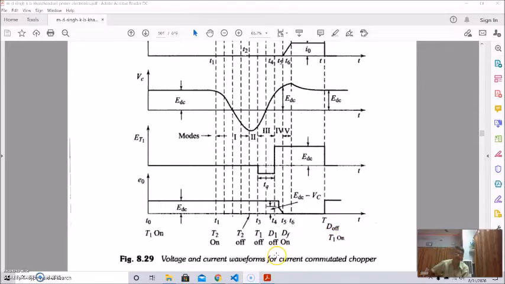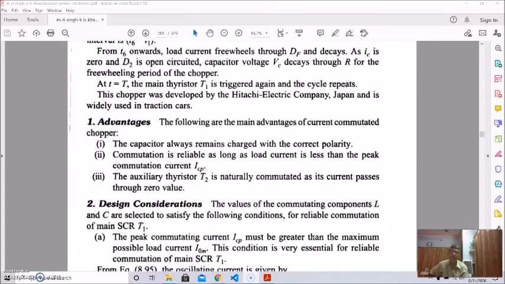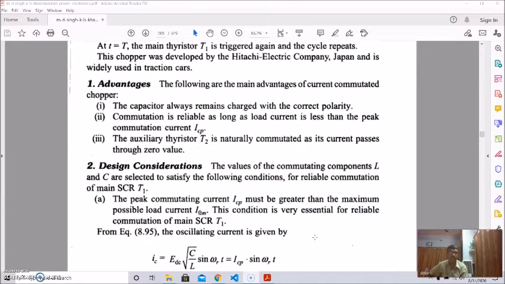So this is actually the voltage and current waveforms of the current commutated choppers. If we discuss the advantages of this current commutated chopper, we get the following advantages. First, the capacitor always remains charged with the correct polarity. Secondly, commutation is reliable as long as the load current is less than the peak commutation current, that is ICP, and the auxiliary thyristor T2 is naturally commutated as its current passes to 0 value.